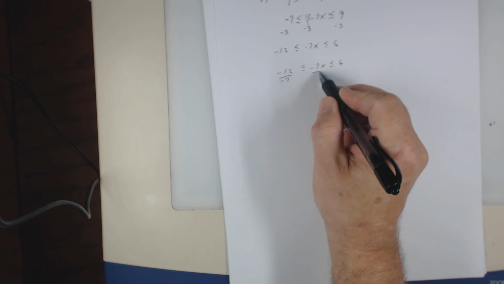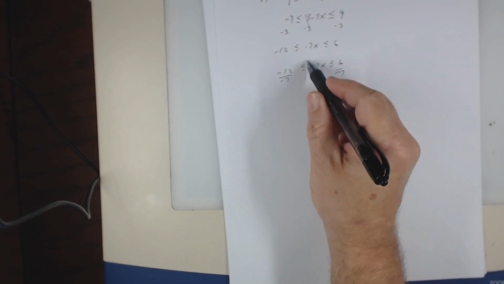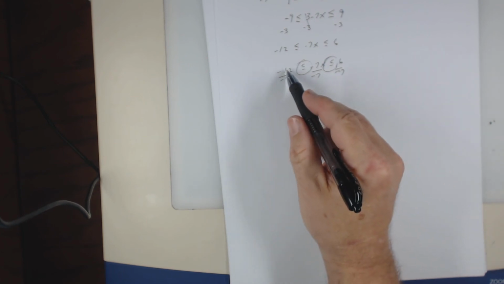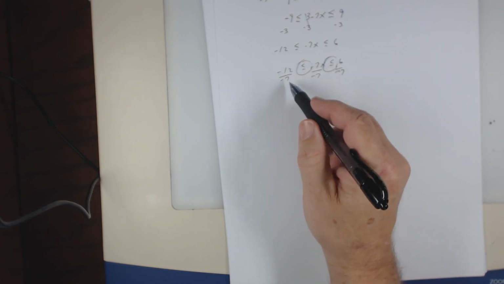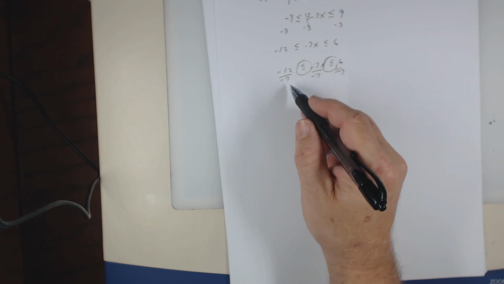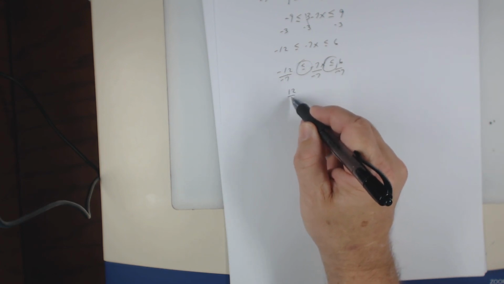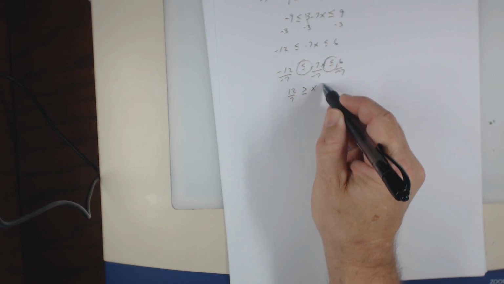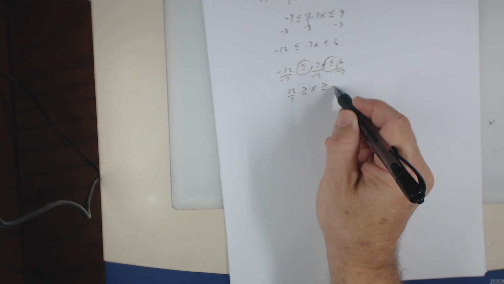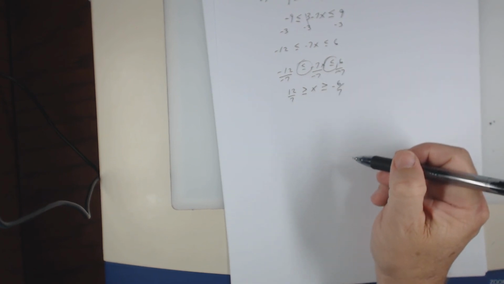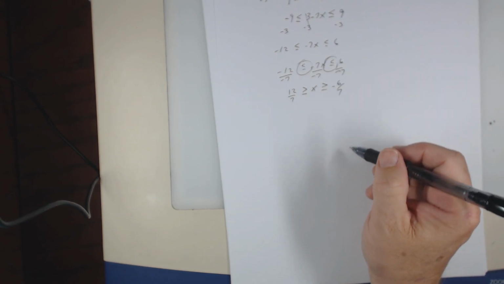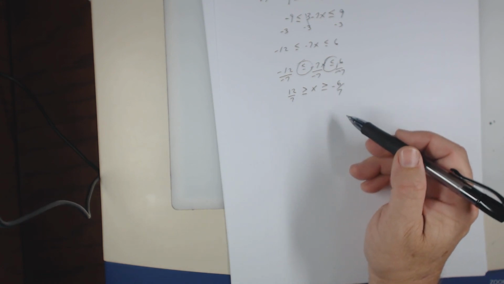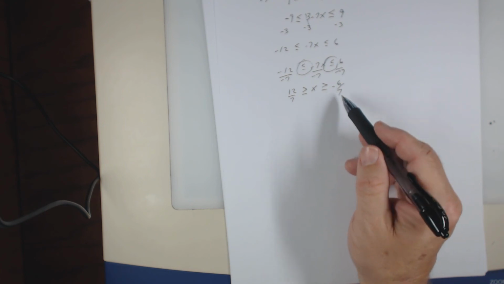Divide by -7. But since I'm dividing by a negative number, I've got to do what? Switch these. So positive 12/7, because a negative divided by negative is a positive, has to be bigger than or equal to what? X, and that has to be bigger than or equal to negative 6/7. So positive 12/7 has to be bigger than or equal to X, has to be bigger than or equal to negative 6/7.